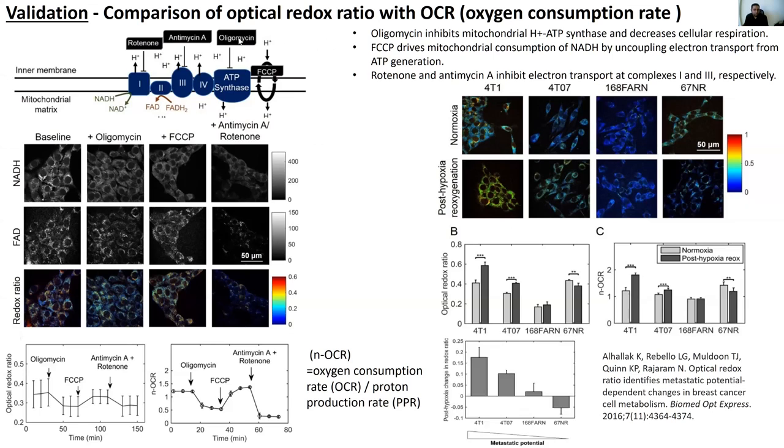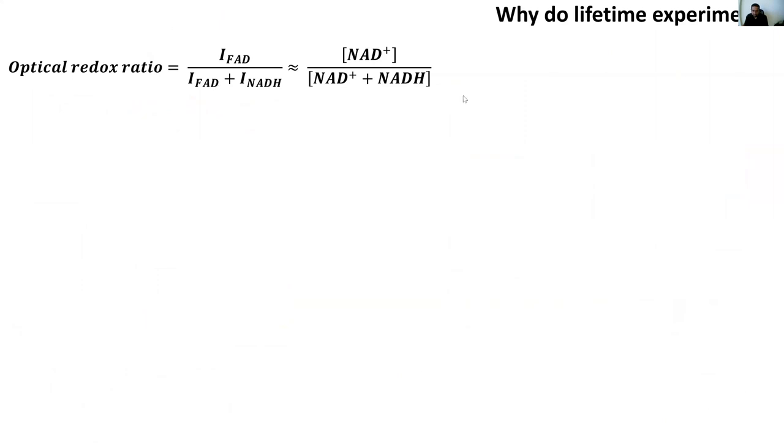Now, this is all intensity-based measurement, right? So it's a ratio of the intensities, whatever definition you want to use. And then we do lifetime experiments. So the question, of course, becomes, why do we do lifetime experiments?